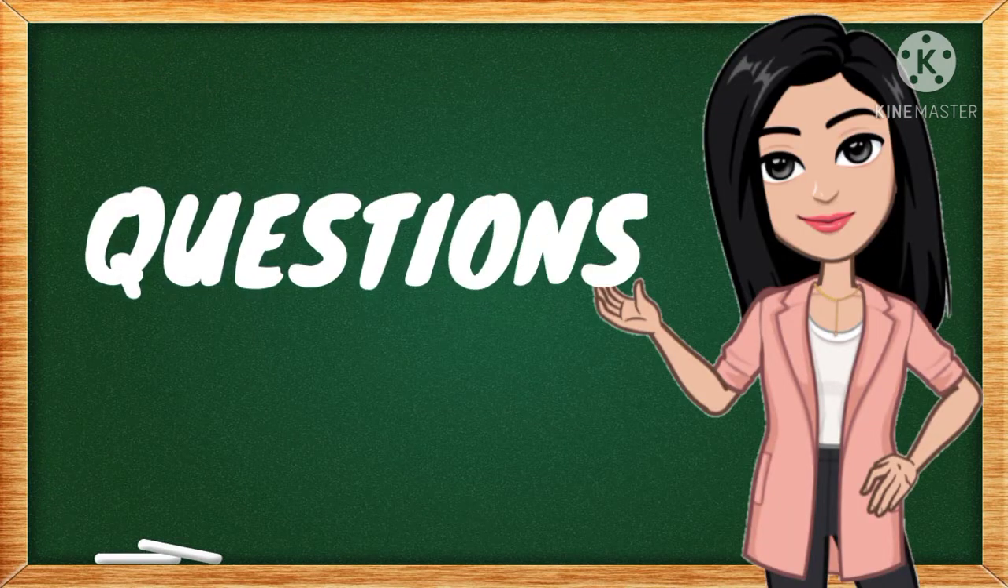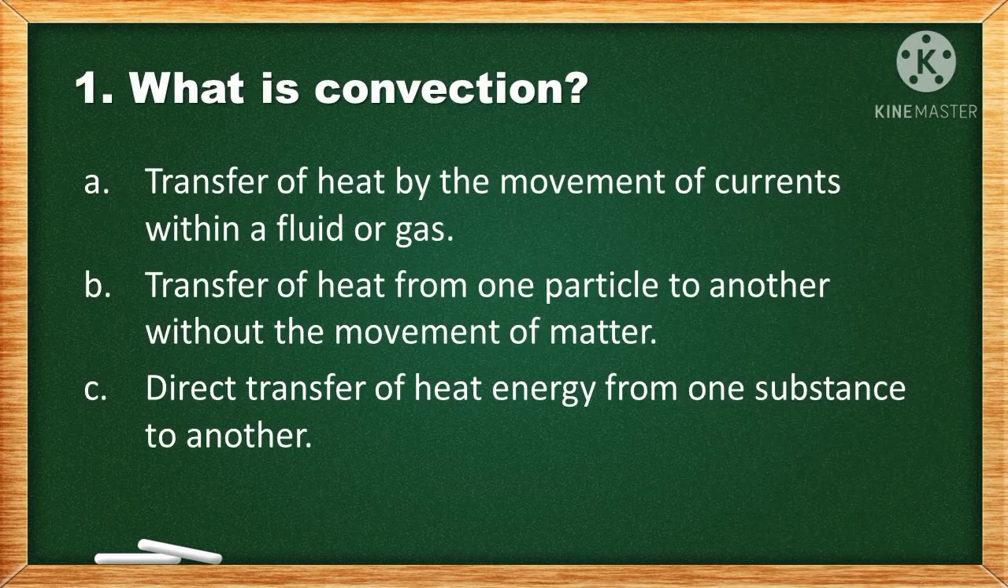Now, here are some questions for you to answer if you have understood the lesson. After each question, you have 5 seconds to think and choose the correct answer. Question number 1. What is convection? A. Transfer of heat by the movement of currents within a fluid or gas. B. Transfer of heat from one particle to another without the movement of matter. C. Direct transfer of heat energy from one substance to another.